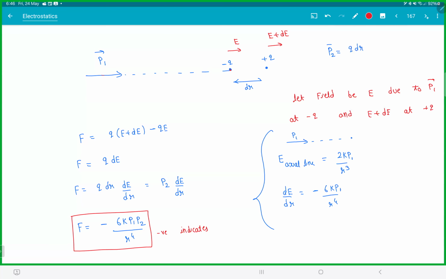So dipole-dipole interactions go as 1 over r to the power 4. I'll write this on the next page. The negative sign indicates attraction. This is a technique we can use, quite useful.